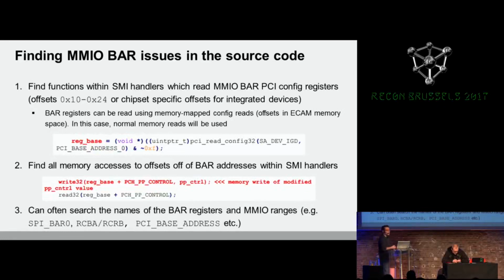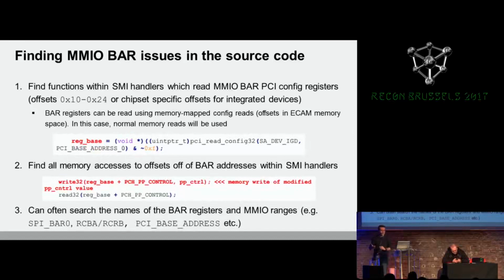So in this particular case, you can see that the firmware is reading the MMIO range from an integrated graphics device at offset 10 hex, and then it's writing some register at the PP control offset of that range in the graphics range with a specific value, which it's calculating before.